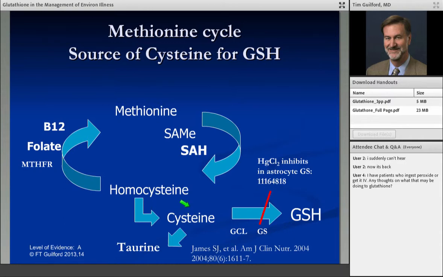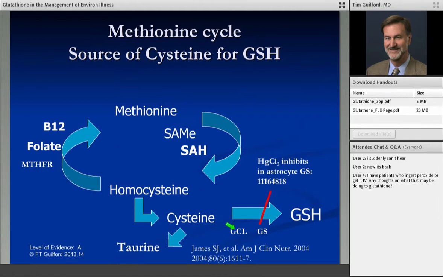I have an interesting case that I'll go over with you in just a moment, in a youngster who had lowered glutathione levels but elevated taurine levels. And the preferential route is for cysteine to be used to make glutathione. But if it's not being used in the formation of glutathione, it can be used to form taurine.